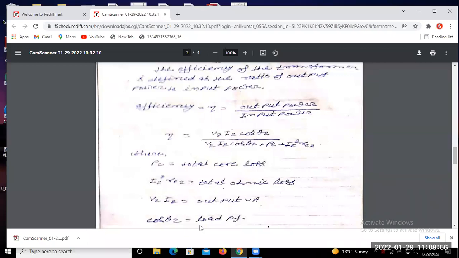Hello. Yes, sir. So just express this efficiency in terms of per unit. Can we express now this efficiency in per unit? If you want to express this efficiency in per unit, so just divide this equation in numerator and denominator by V2 into I2.